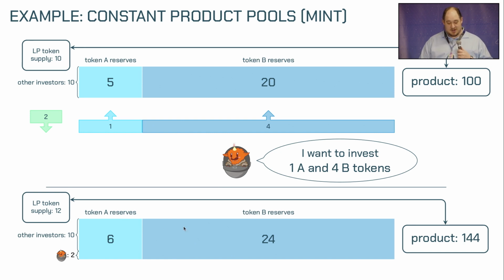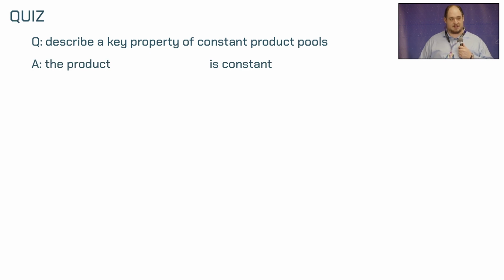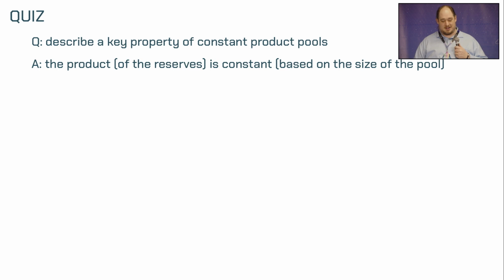Okay. All right. Now, in my former life, I was a teacher, and so I can't resist putting a quiz in the middle of my talk. So if I asked you to describe a key property of constant product pools, what a lot of my students would say is the product is constant. And that's a good answer. And of course, we know the product of the reserves is constant depending on the size of the pool.